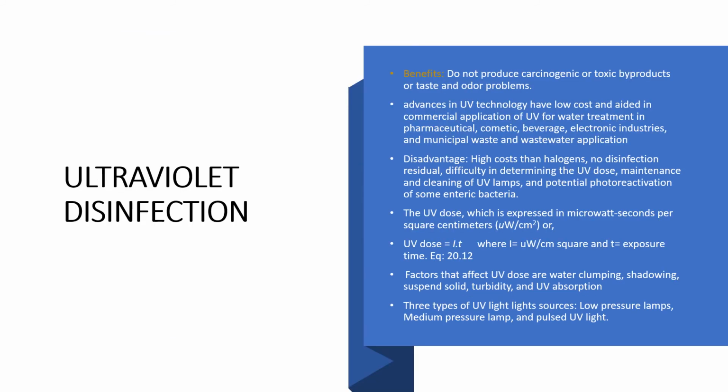Ultraviolet disinfection is also called UV disinfection. This disinfection does not cause cancer or other problems. The UV dose is expressed in microwatt-seconds per square centimeter. The factors that affect UV dose are water clumping, shadowing, suspended solids, turbidity, and UV absorption. There are three types of UV light source: low pressure lamp, medium pressure lamp, and pulsed UV light.